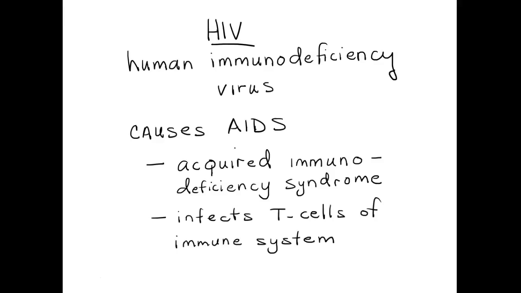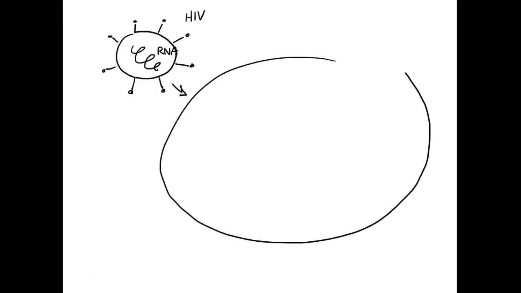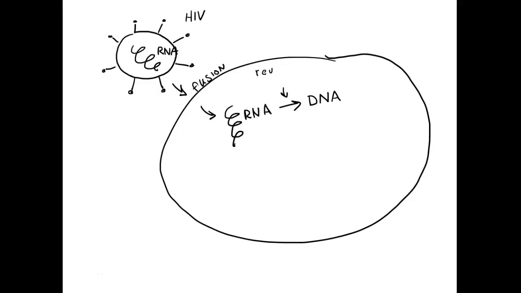Let's look at the steps involved in HIV infection. So HIV is surrounded by a membrane. It's an RNA-containing virus. It recognizes the T cell, fuses with the T cell, and inserts its RNA into the cell. And then that RNA is used as a template to make DNA by the enzyme reverse transcriptase, which is actually brought in by the virus.